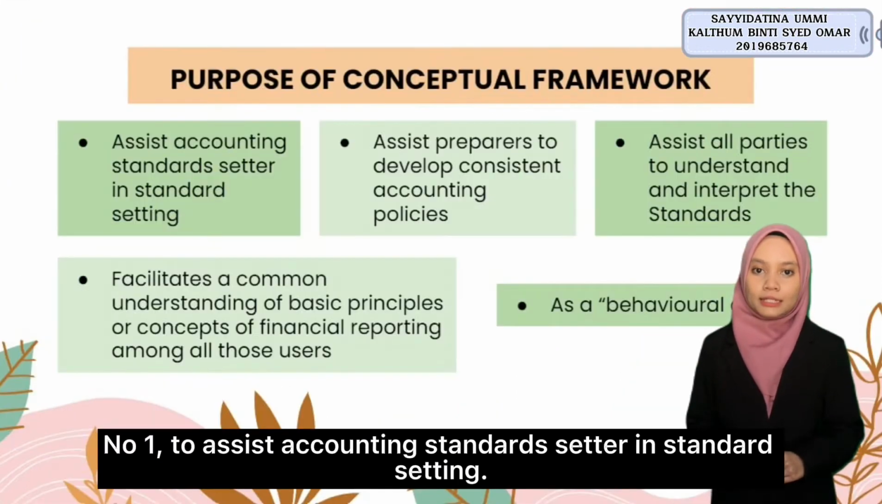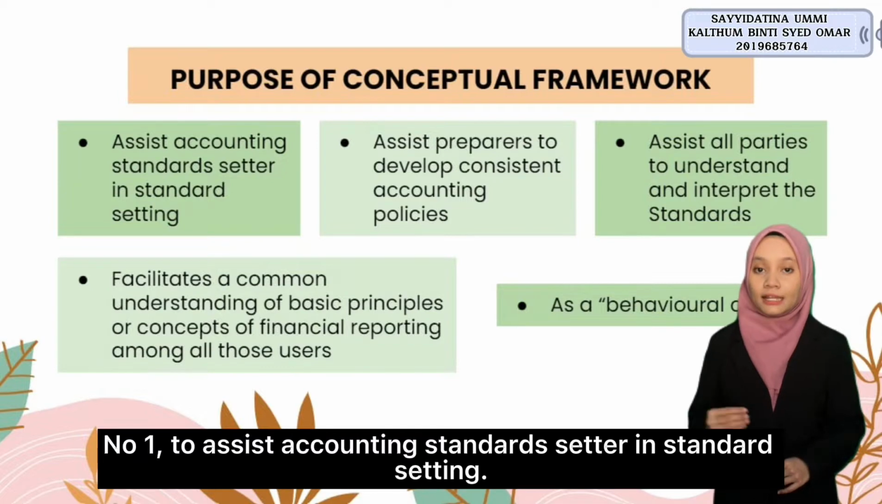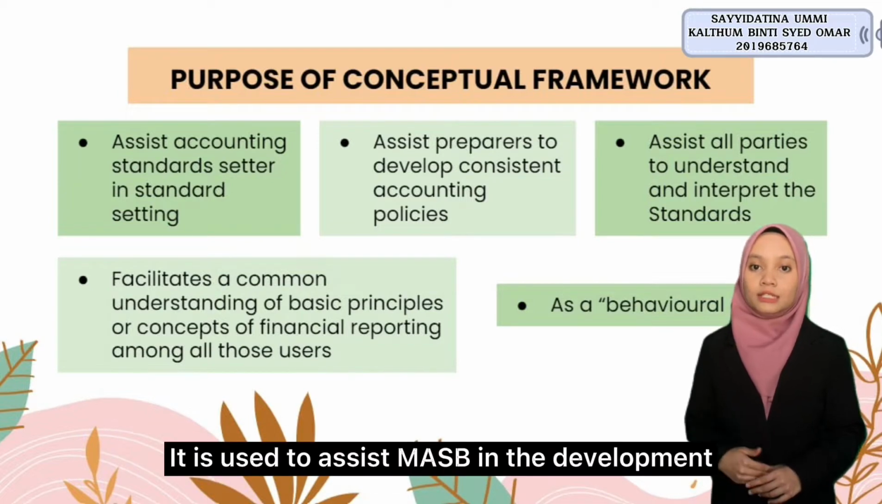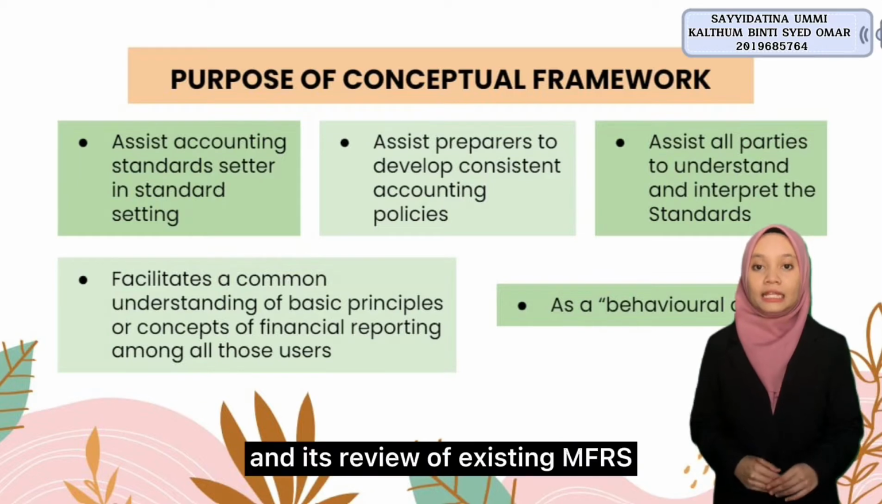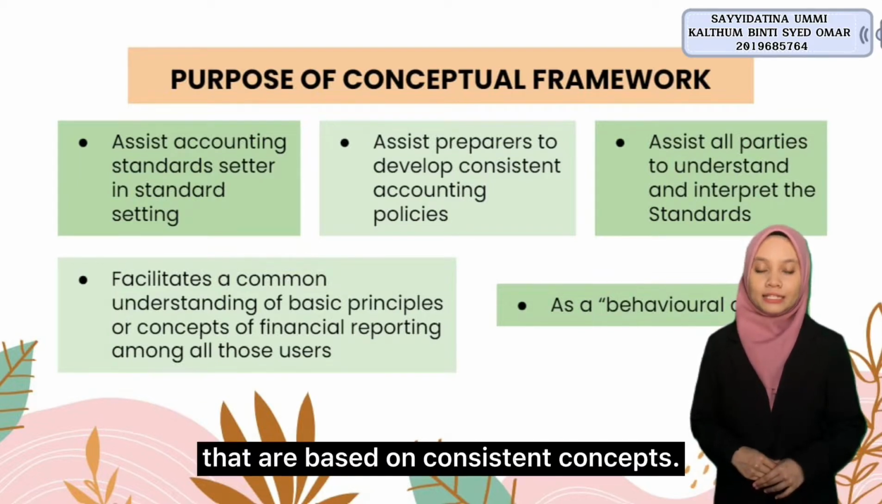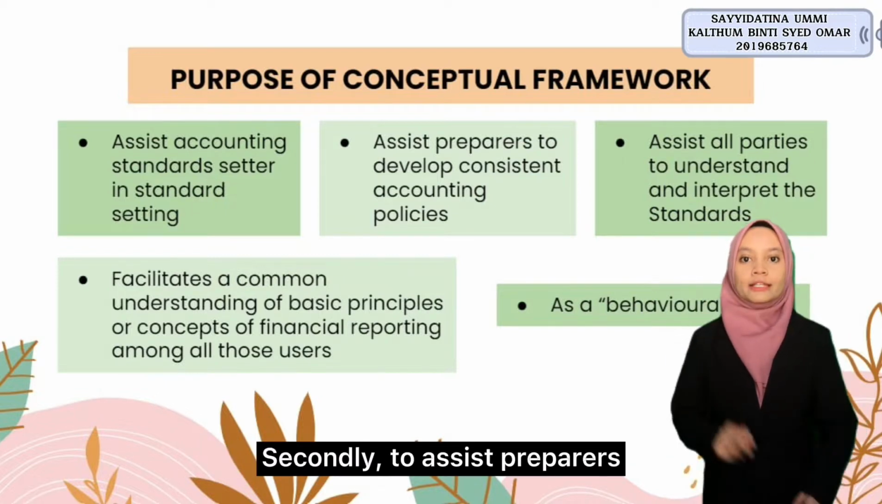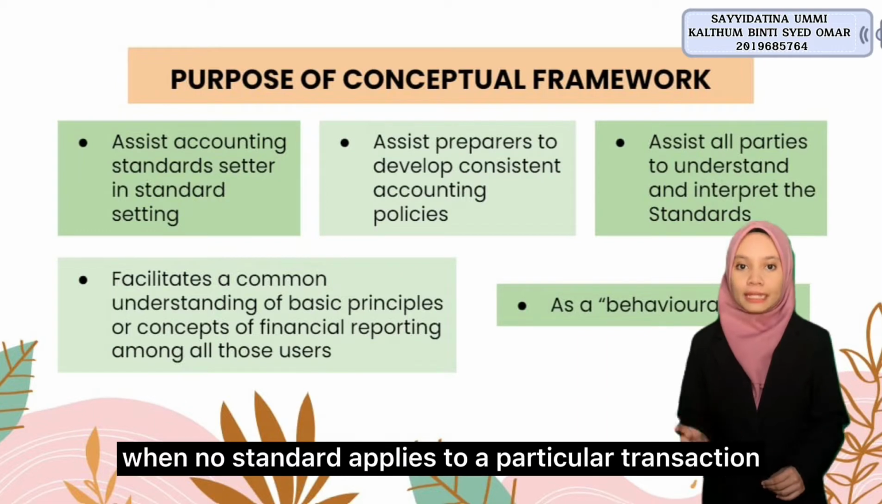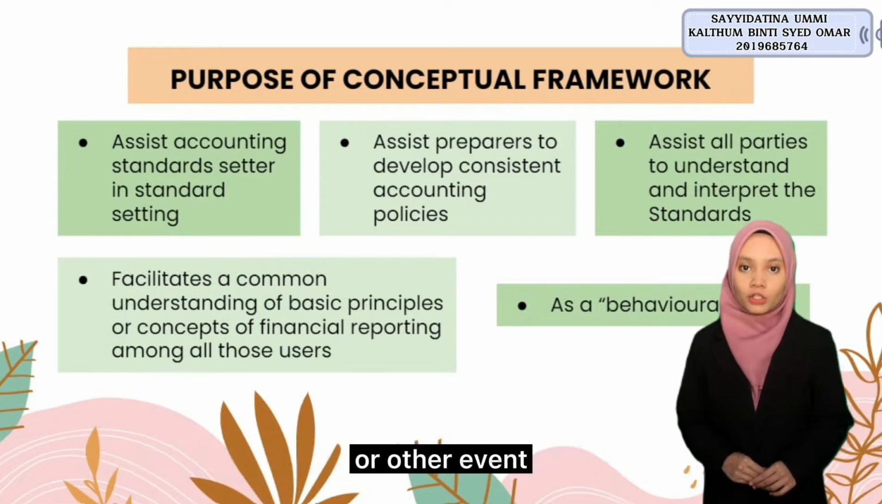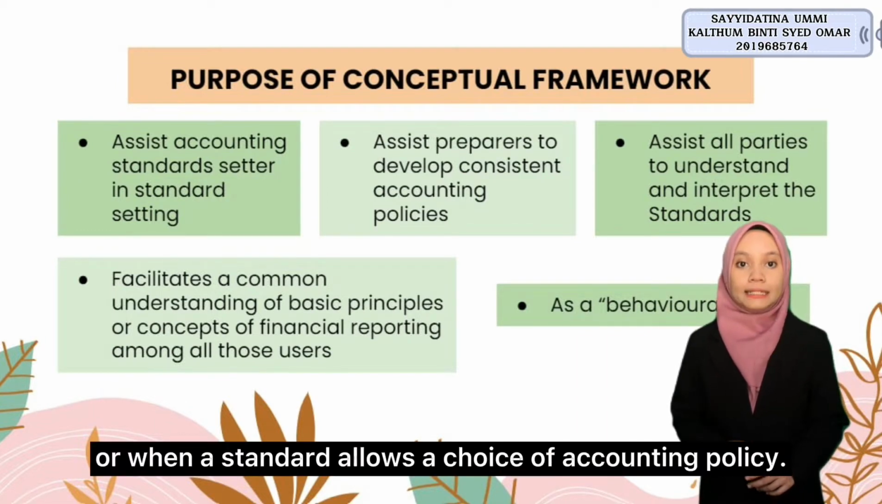Number 1, to assist accounting standard setter in standard setting. It is used to assist MASB in the development of future MFRS and its review of existing MFRS that are based on consistent concepts. Secondly, to assist preparers to develop consistent accounting policy when no standard applies to a particular transaction or other event, or when a standard allows a choice of accounting policy.